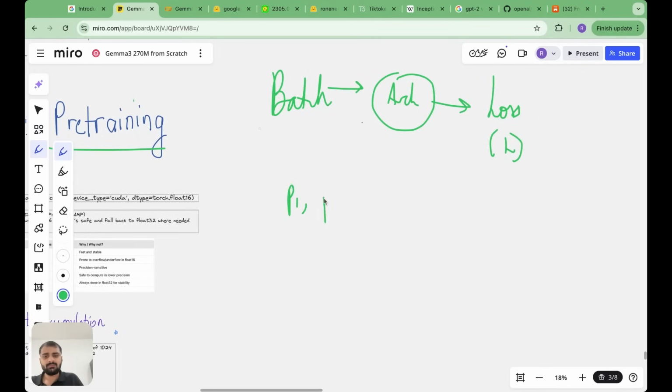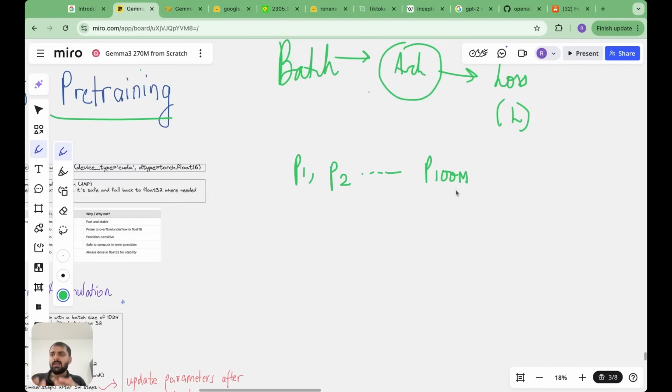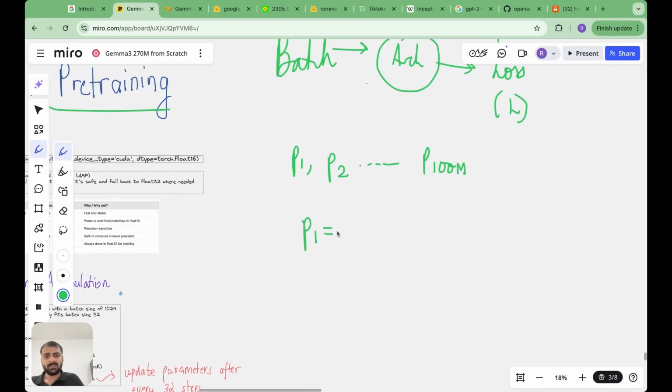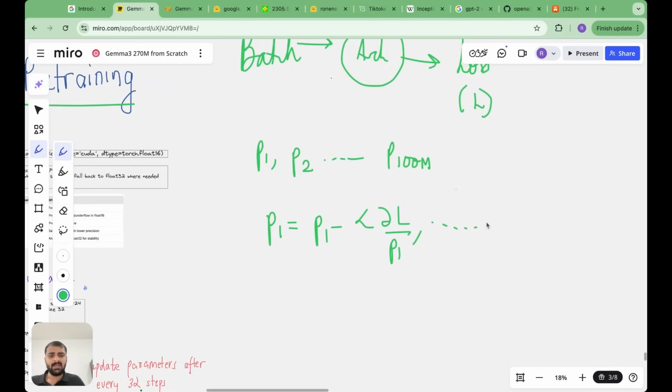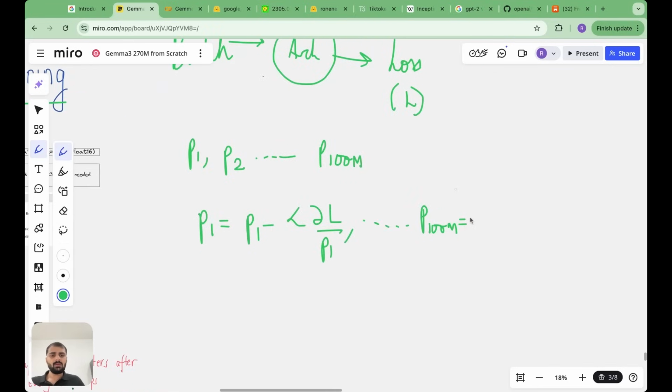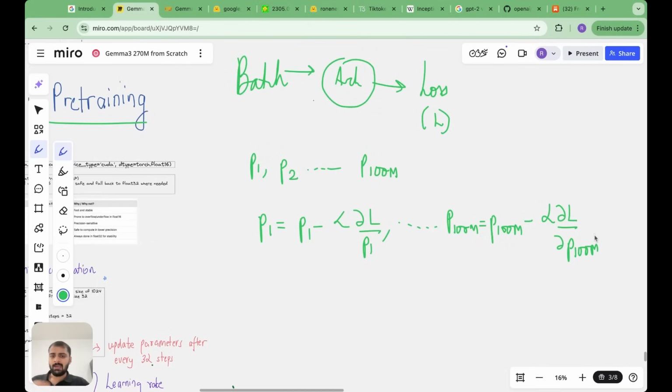P1, P2, dot dot dot, P 100 million. Now I'm going to do a backward pass, which means I'm going to implement gradient descent based procedures, and I'm going to update every single parameter. So P1 will be equal to P1 minus alpha times the partial derivative of L with respect to P1. This is just simple vanilla gradient descent. And P 100 million will be P 100 million minus alpha times the partial derivative of loss with respect to P 100 million. So that's how I will update my parameters.